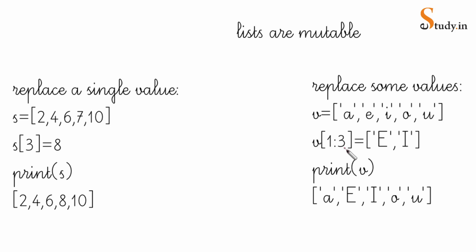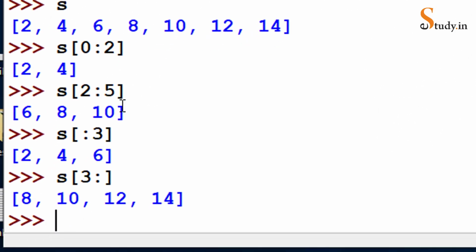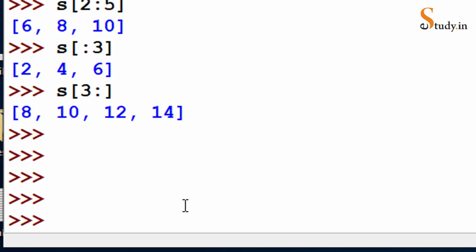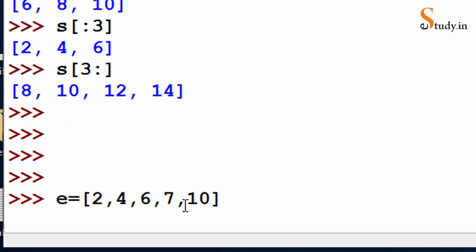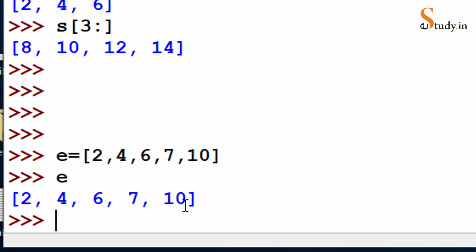So 1 colon 3. So we can give a slice like this and we can change the values. When you print it, it will give you the output like this. Let's try this. Let me create a new list. We say E is equal to 2, 4, 6, 7, 10. Okay, so we have a new list. Now let's print this. So we're getting this.